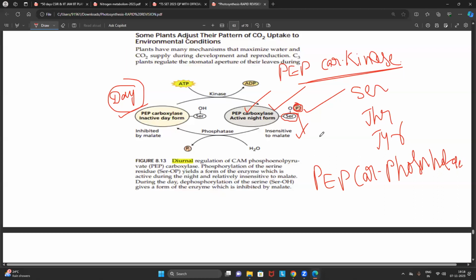So the question is like this: PEP carboxylase phosphatase will be involved in the inactivation of the PEP carboxylase enzyme. PEP carboxylase kinase is involved in the activation of the PEP carboxylase enzyme. These kinds of statements make you super confused. I want you to think properly and answer.